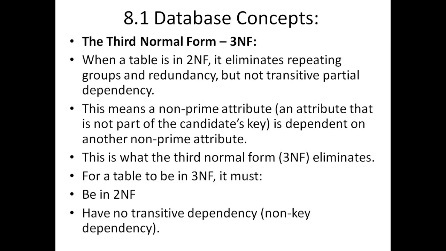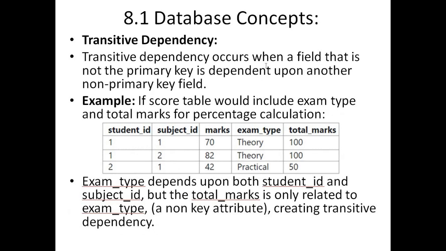For a table to be in 3NF, it must already be in 2NF and it should have no transitive dependency or non-key dependency. So transitive dependency occurs when a field that is not the primary key is dependent upon another non-primary key field. For example, if a score table would include exam type and total marks for the purpose of calculating percentage, then it would look something like this.